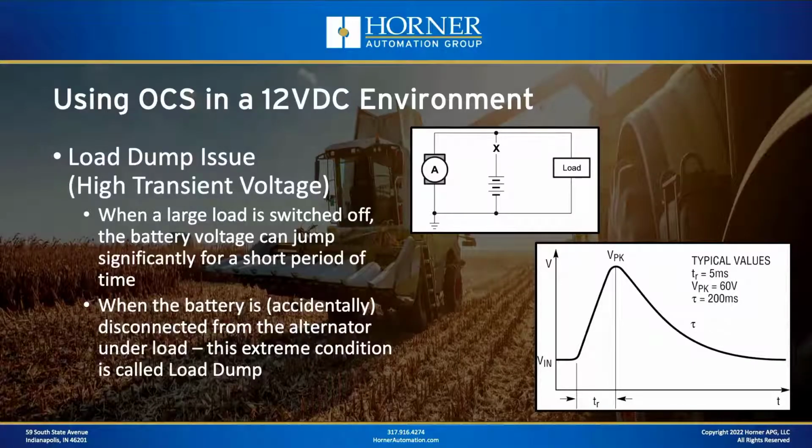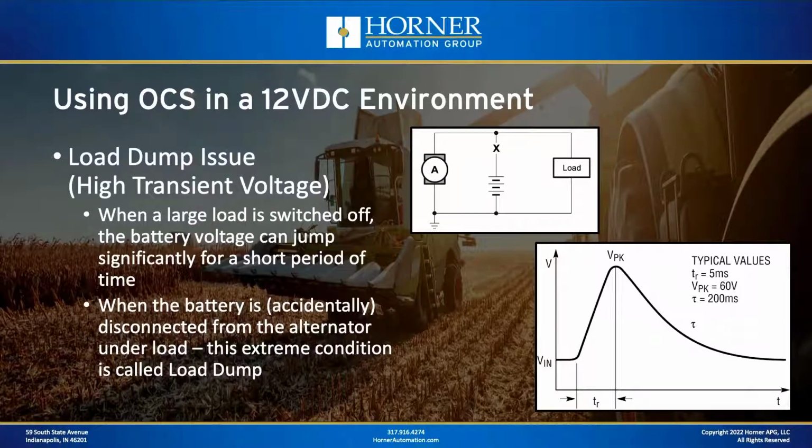Okay, the next issue we're going to talk about is something called load dump. So what is load dump? Okay, well, a load dump issue is actually a high voltage issue or a high transient voltage issue. So when a large load is switched off from a 12 volt DC system, it's very often possible that the voltage will jump, at least briefly, until it comes back again into regulation.